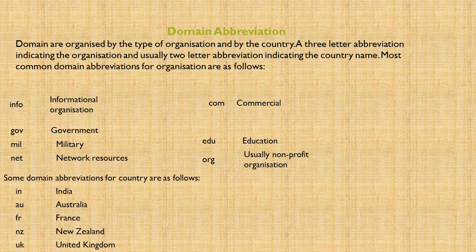Info stands for informational organization, GOV stands for government, MIL for military, net for network resources, com for commercial, EDU for educational, ORG for non-profit organization. Some domain abbreviations for the countries are also there, like .in for India, AU for Australia, FR for France, NZ for New Zealand, and UK for United Kingdom. These abbreviations are important as for the expansion for the 1 mark.